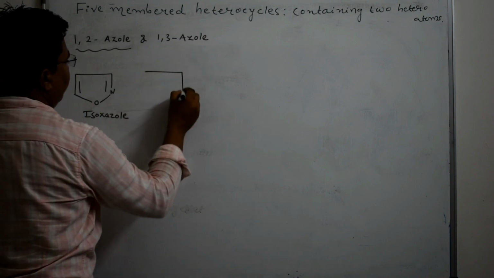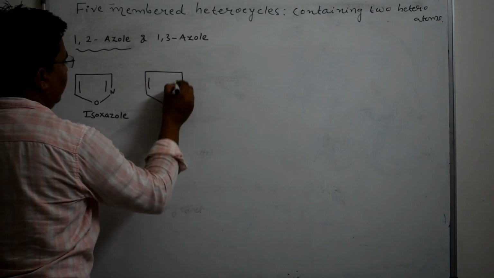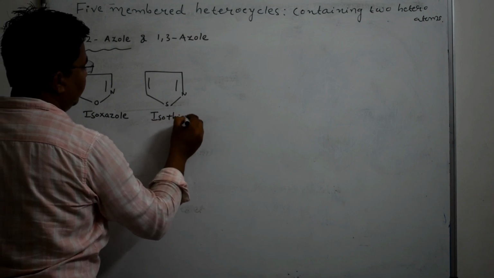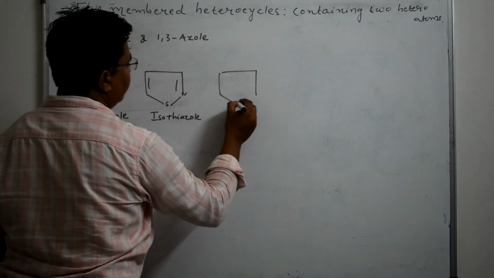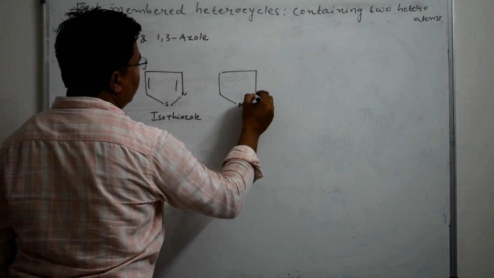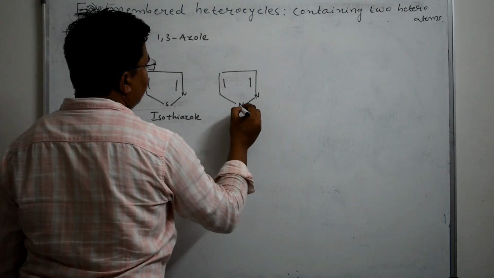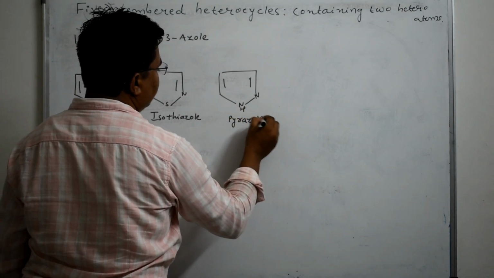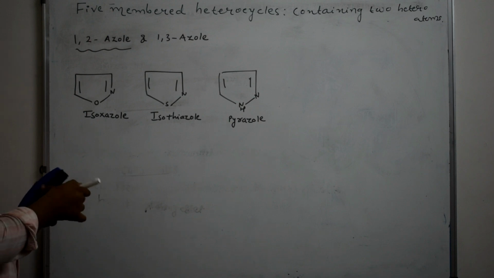Suppose if we have sulfur and nitrogen, then this will be called isothiazole. Suppose if we have nitrogen and nitrogen adjacent to each other, then it is called pyrazole. So here you can see that these all are 1,2-azoles, as the two heteroatoms are neighbored or adjacent to each other.